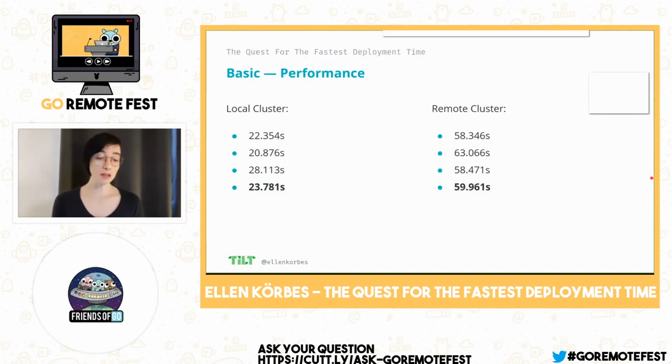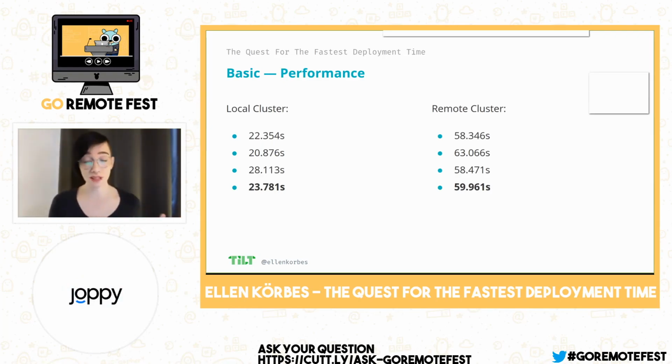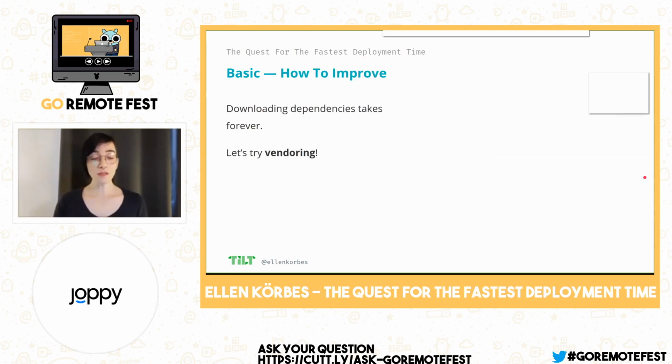This took, on average, from 3 different measurements, 23 seconds on a local cluster, 59 on the remote one. The reason for the discrepancy is because on the remote one, I have to push things up and down on the internet, and on the local cluster, I'm basically just copying stuff around inside the same computer. So one thing that I noticed is that downloading all of my dependencies on every code change makes 0 sense. So let's just vendor stuff and save ourselves the time.